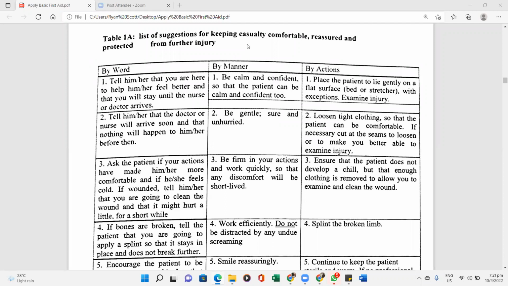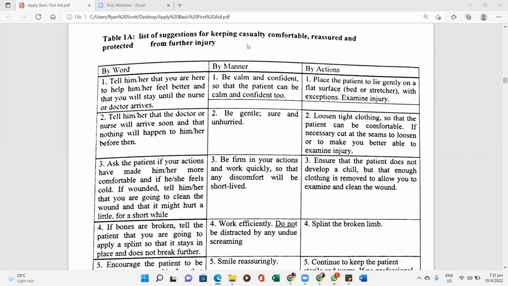In terms of the part where it says, tell him or her that the doctor will arrive soon and nothing will happen to him or her before then. You have to be gentle, sure, and unhurried. And you loosen tight clothes so that the patient can feel comfortable. If necessary, cut the seams to loosen or to make you better able to examine the injury. So sometimes what you have to do, you have to cut through the pants, cut through the skirt, right? And open up the area so that you can see if there's any cuts, right?